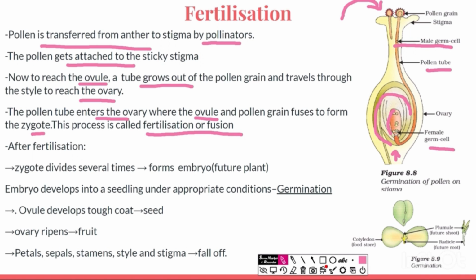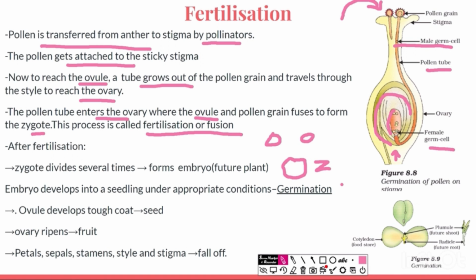Fertilization is the combination or fusion of the male and female gamete in the plant body or in the ovary. What happens after fertilization? We have the male germ cell and the female germ cell. Both of them combine to give us a new cell which is called the zygote. This zygote gives rise to the new individual.